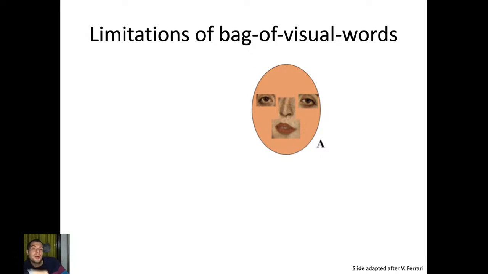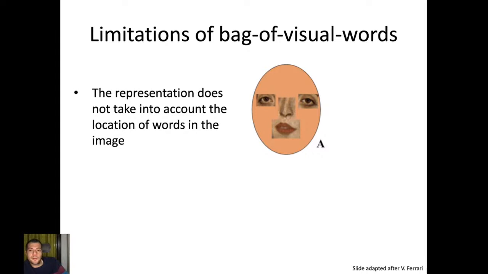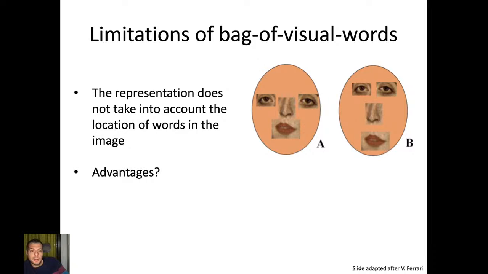So the limitations of the bag of visual words: the representation does not take into account the location of words in images. It can also be an advantage because, for example, if you want to detect faces, the model is invariant to faces that have different shapes, where the mouth can be further from the nose, so the faces are longer or more round and so on.